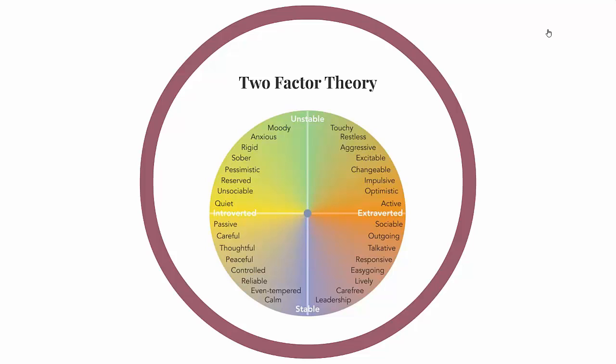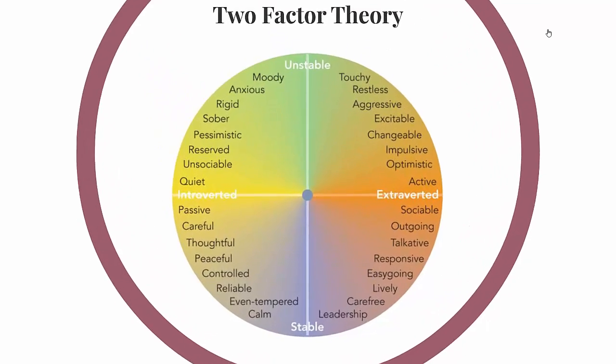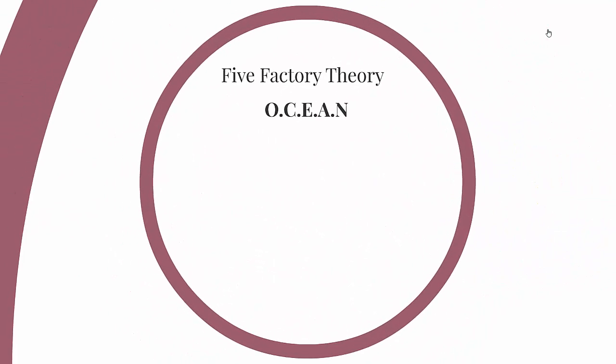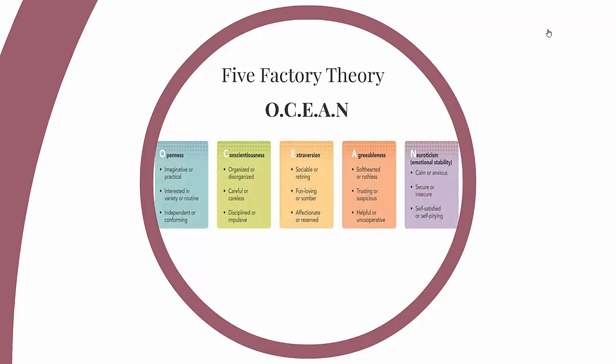I certainly don't ever want to be referred to as rigid or anxious or moody, but there are definitely times and aspects when that happens. Remember that when we're talking about personality, we're talking about those enduring characteristics, those things that are pretty consistent for the individual in different situations and circumstances. Another factor theory that we can talk about is the five-factor theory.